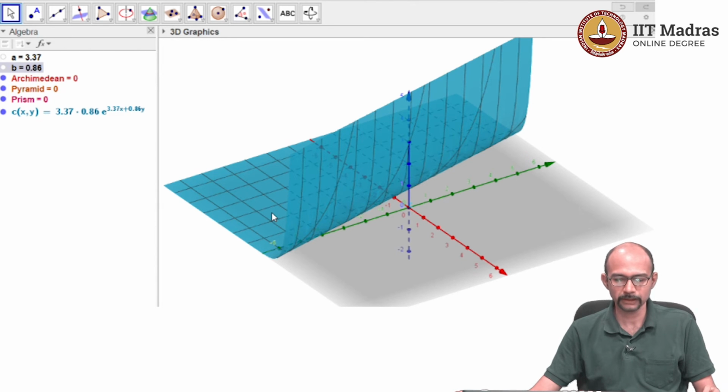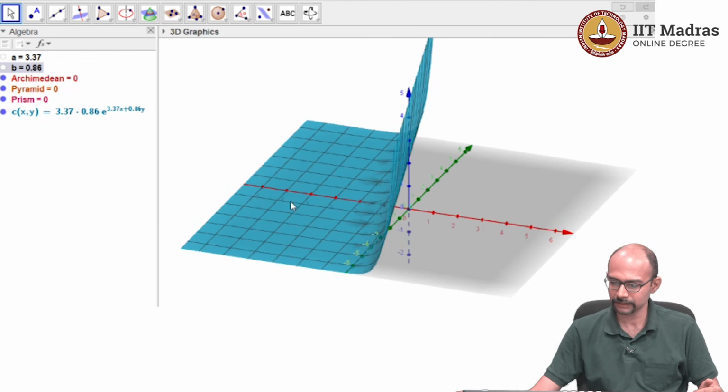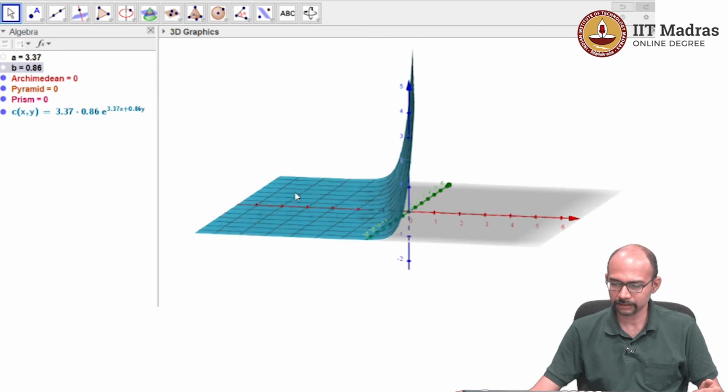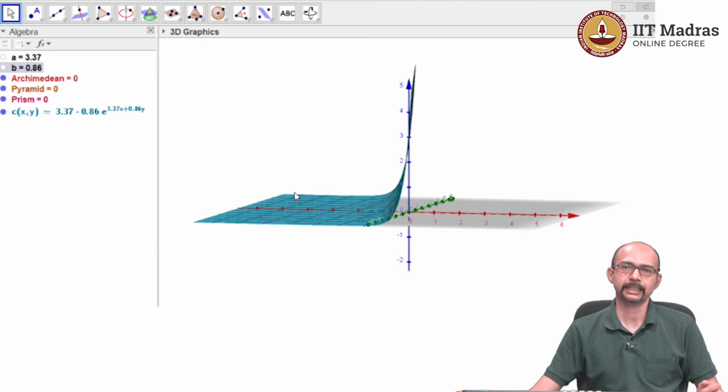Okay, let us now look at the example of the joint density of two independent exponential random variables. Here the means are 0.86 and 3.37, and as we change them, the picture will look different. This is how it looks. This is the exponential function. As you can see, it's very sharp, and then it goes down to 0 very fast. This is exactly what happens for the one variable exponential function.